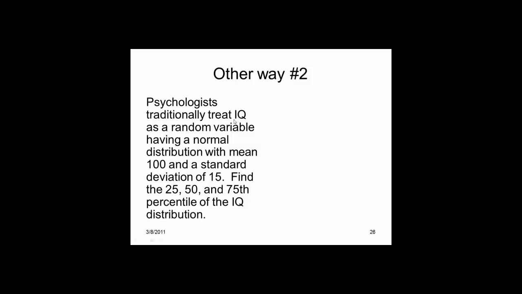Psychologists traditionally treat IQ as a random variable having a normal distribution with mean 100 and standard deviation of 15. So here we're asked to find the 25th, 50th, and 75th percentile. Okay. All right, well, let's take a look at the 25th percentile.